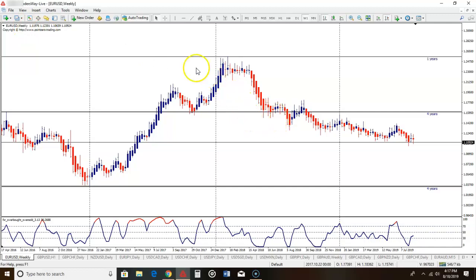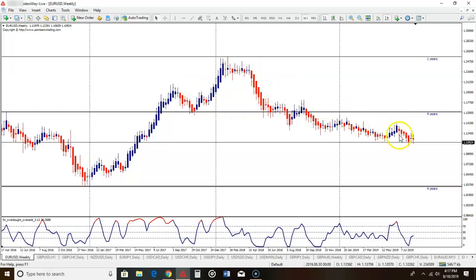So here's what you want to do in order to make a lot of pips in the market. First thing you want to do is go to your weekly chart. You want to see what the overall trend direction is in that currency pair right now. As you can see, this trend direction is down. Price is going down on the weekly chart.